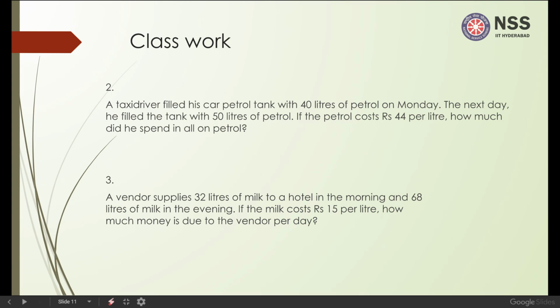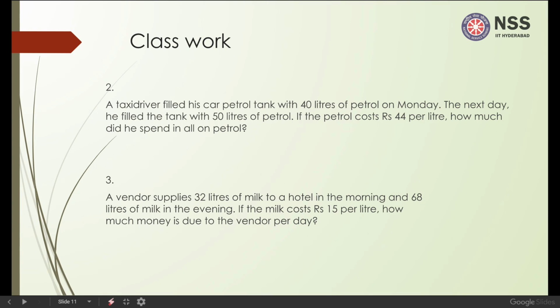Now let us solve another question. A vendor supplies 32 liters of milk to a hotel in the morning and 68 liters of milk in the evening. If the milk costs 15 rupees per liter, how much money is due to the vendor per day? Pause this video and try to solve this in multiple ways.